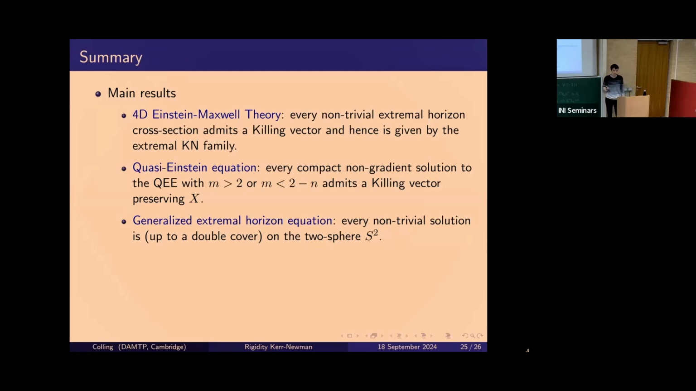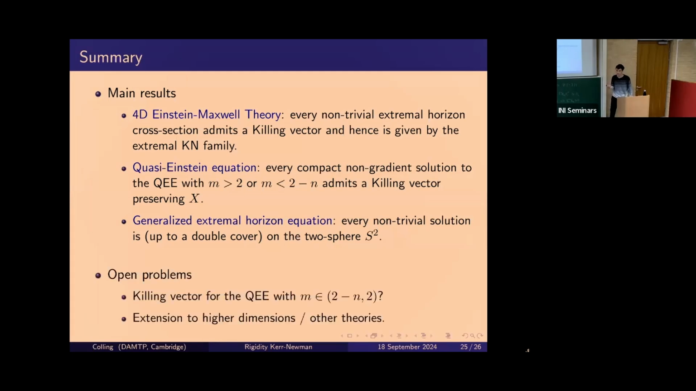So some open problems are still, of course, the quasi-Einstein equation with M in this finite interval. Is there a Killing vector or not? And also one could consider extending this proof by James and Maciek to higher dimensions and to other theories. But I'll finish here. Thank you very much.